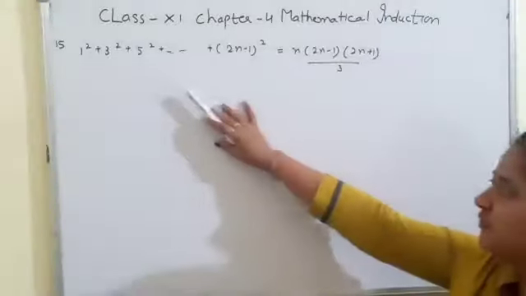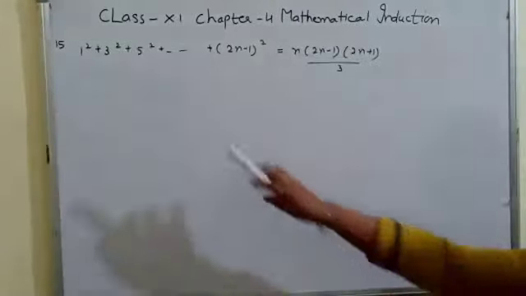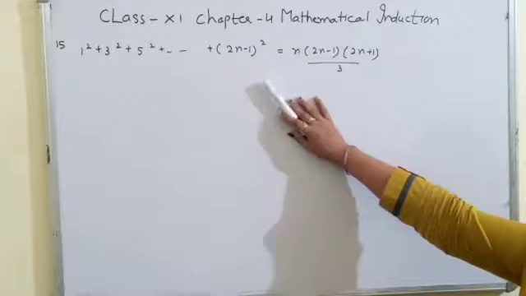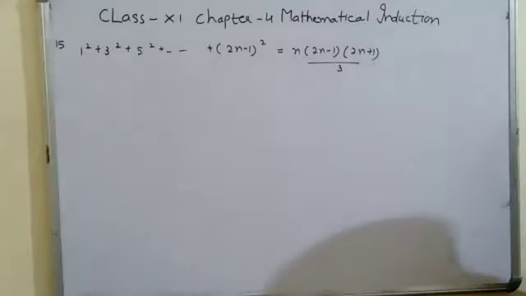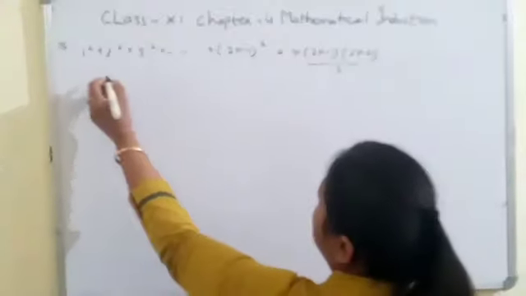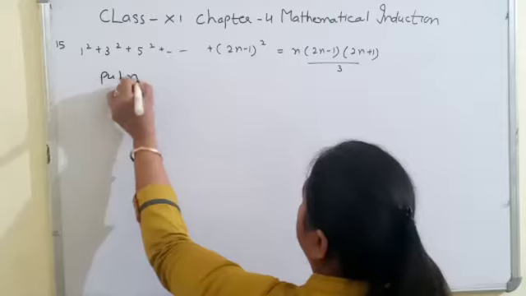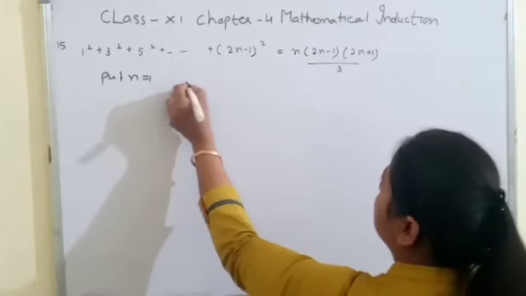The statement for question number 15 is 1 square plus 3 square plus 5 square, and so on up to (2n minus 1) whole square, is equal to n(2n minus 1)(2n plus 1) upon 3. Let's prove this question by following the same steps. Put n equal to 1 for the last term.